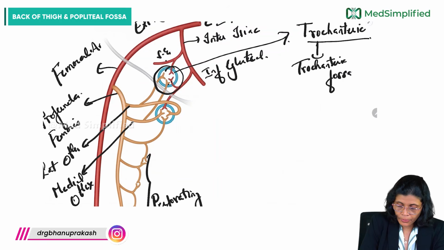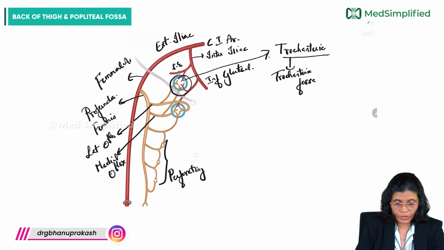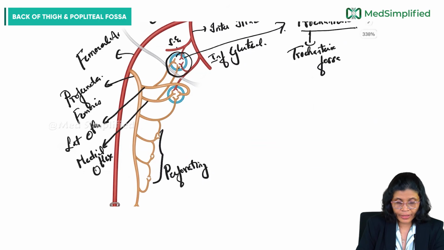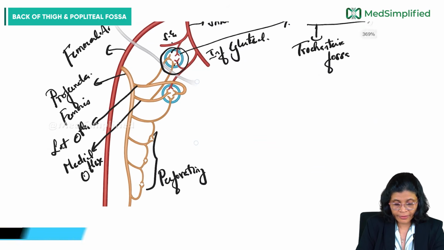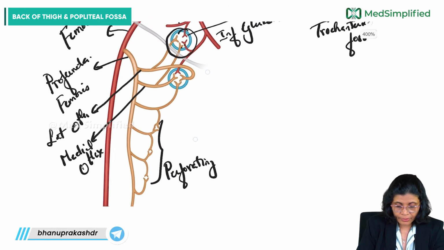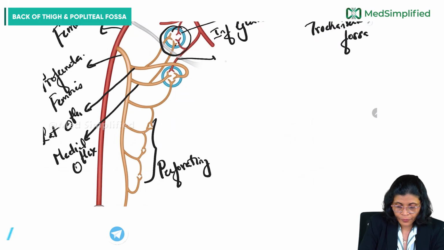Okay, so this one, that is the cruciate anastomosis. We see it at the level of the lesser trochanter, at the back of the femur. So here, which are the branches we can see now? We have the descending branch. From above, we are seeing the descending branch of inferior gluteal.